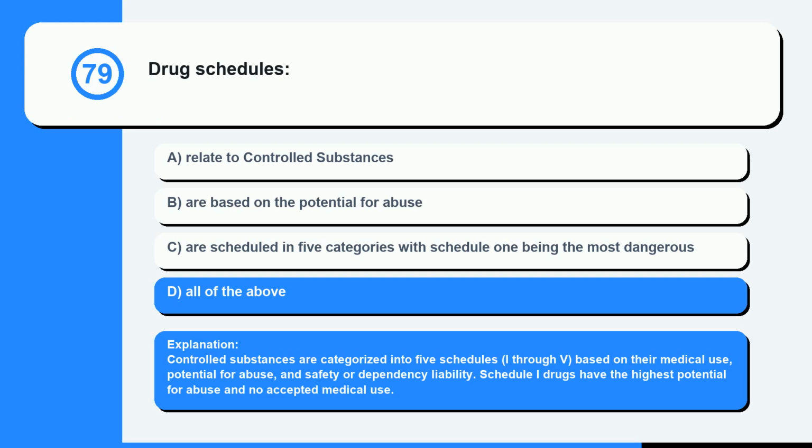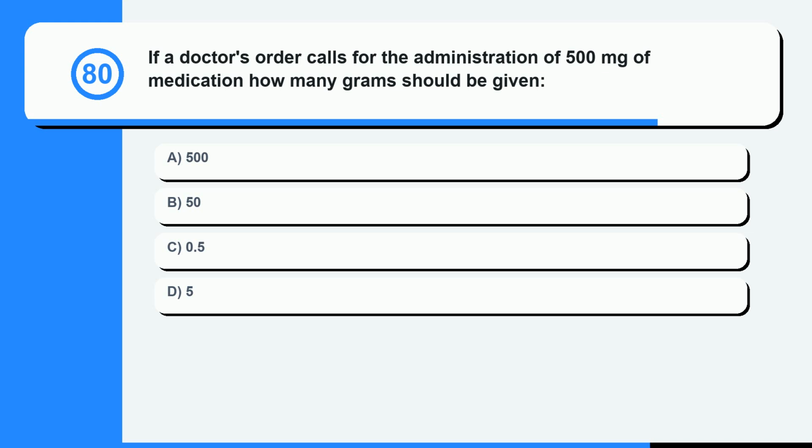Question 77. Skin nodules such as nevi. A. May become malignant. B. Should be seen by a physician even if not suspicious. C. Are graded using an acronym ABCDE. Or D. All of the above. The correct answer is D.